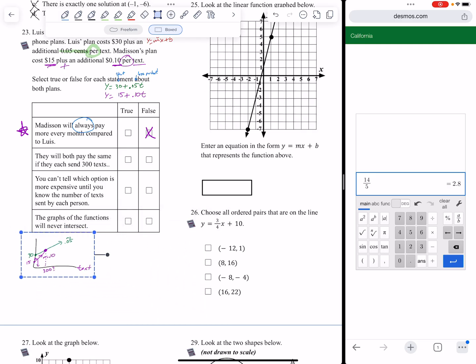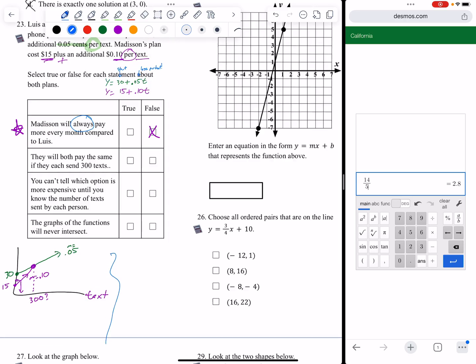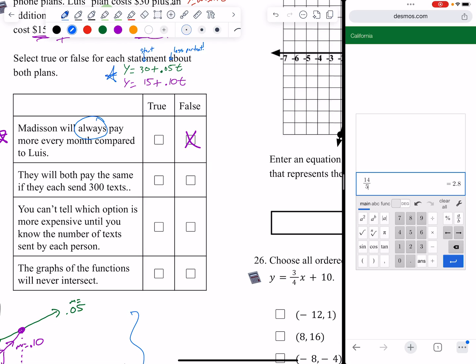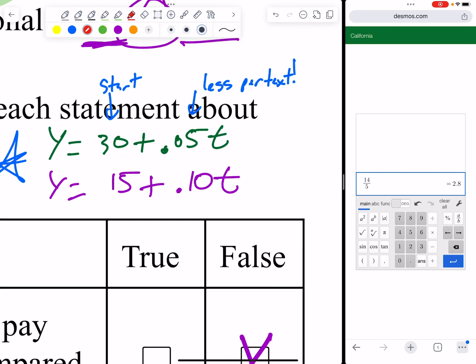Boom, right there. Let me get it a little bit bigger, just for future reference. Okay, so what can I do now? I can set these two equal to each other. So 30 plus 0.05t equals 15 plus 0.10t. And why can I do this in this system? Because the y's are the same.